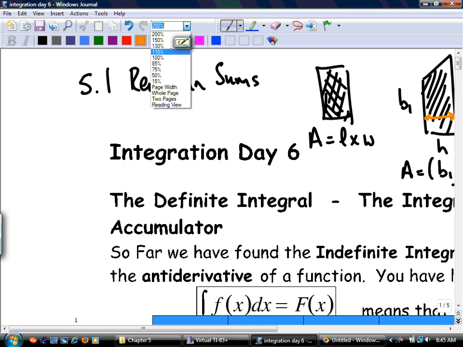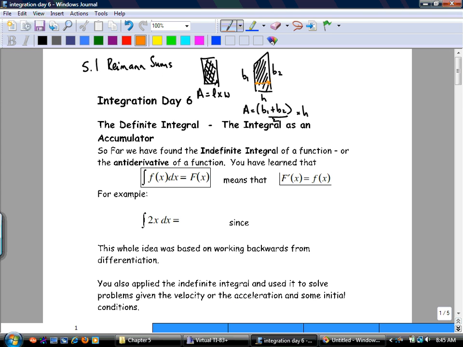The definite integral is an accumulator. It allows you to add up area. We've done indefinite integrals. The indefinite integral of f of x dx is capital F of x. For example, the antiderivative of 2x dx is x squared plus c, because if I started with capital F of x equals x squared plus c, its derivative is 2x.